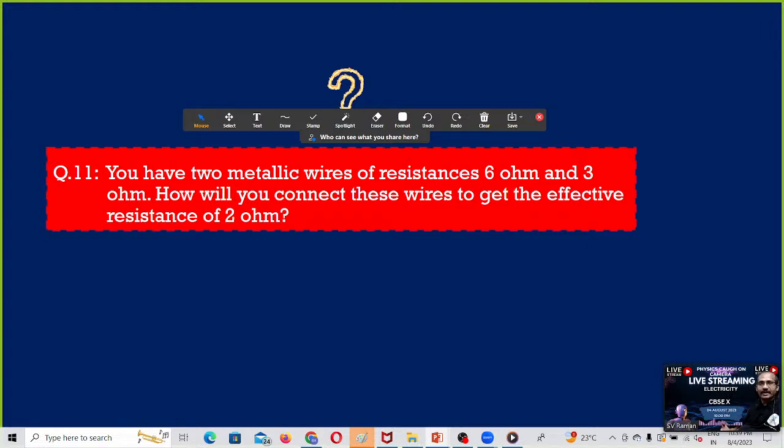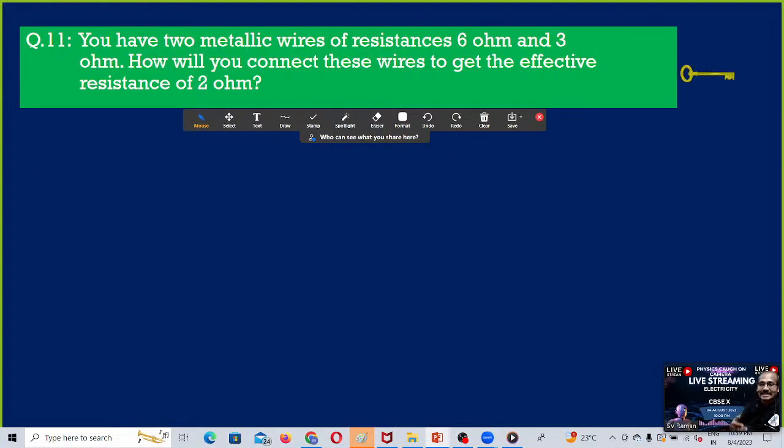While in series what happens? While in parallel what happens? In series connection, the total combination of resistance will be maximum. We will get the maximum resistance. In parallel connection, we will get minimum resistance. In the question itself there is an answer. So 6 ohms and 3 ohms, how to connect to get 2 ohms? As you know, 2 ohms is lesser than 6 ohms and 3 ohms. So obviously we need to connect in parallel. But how to write the answer now?